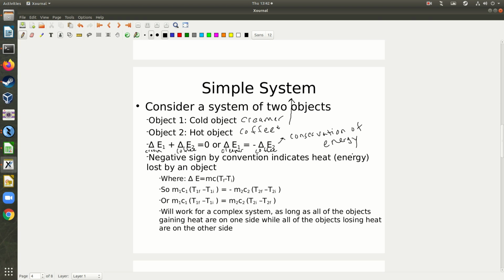The negative sign by convention indicates the heat energy is lost. And we do know that E is equal to mc delta T from earlier, or if I wanted to expand it, I could say Tf minus Ti. And so if we set them equal to each other, we get what I call the conservation of energy, which essentially is mc delta T is equal to mc delta T, but with subscripts.